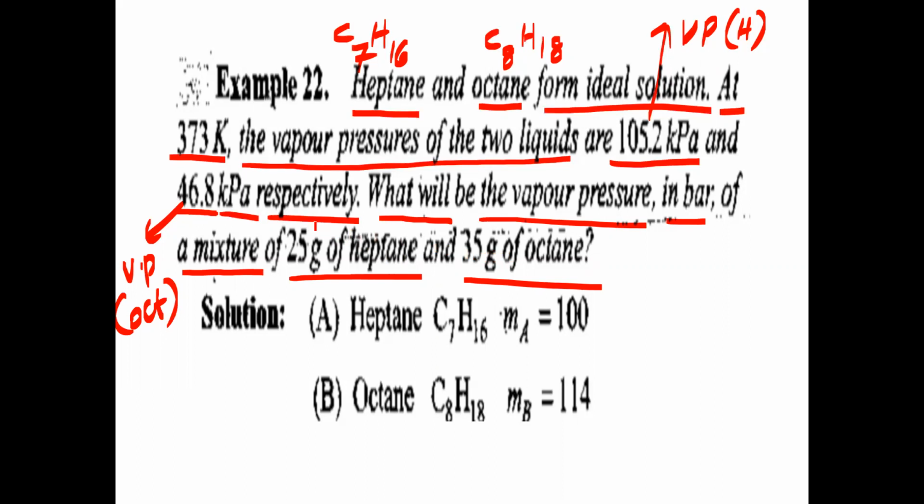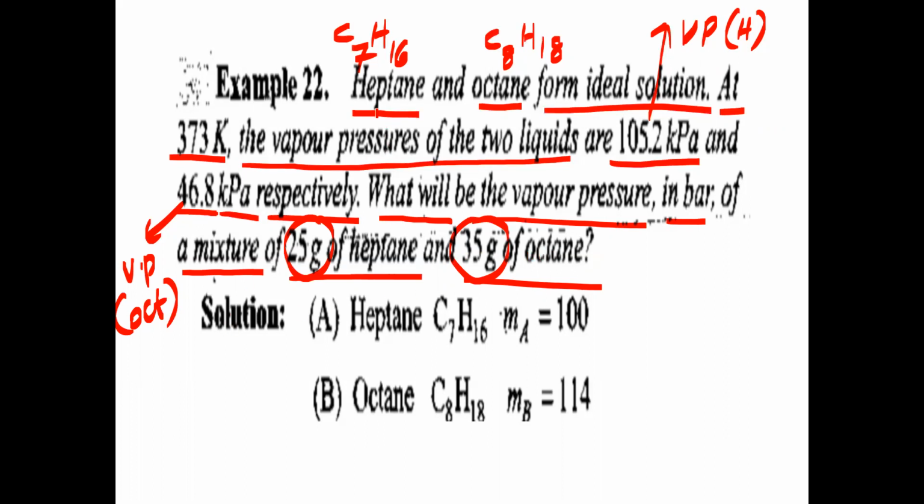So given weight divided by gram molecular weight will give the number of moles. From the given weights, we can calculate the number of moles of heptane and octane. When we know the number of moles of heptane and octane, we can calculate the mole fraction of heptane and also the mole fraction of octane. That point we have to remember. From the given data, we have to understand first what we can calculate.